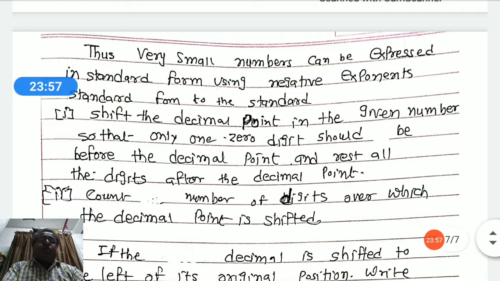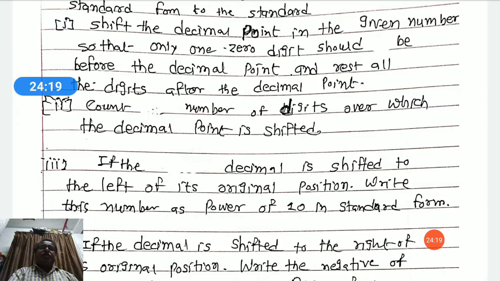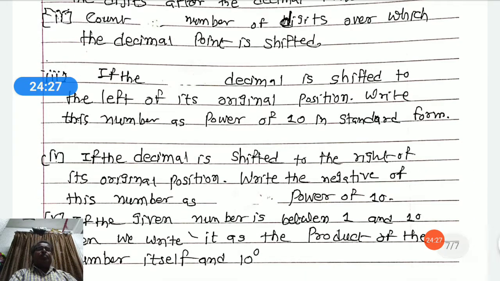Steps to write in standard form. First, shift the decimal point in the given number so that only one non-zero digit is before the decimal point and the rest of the digits are after the decimal point. There should be one digit, then the decimal. Second, count the number of digits over which the decimal point is shifted. Third, if the decimal is shifted to the left of its original position, write this number as a power of 10 in standard form.